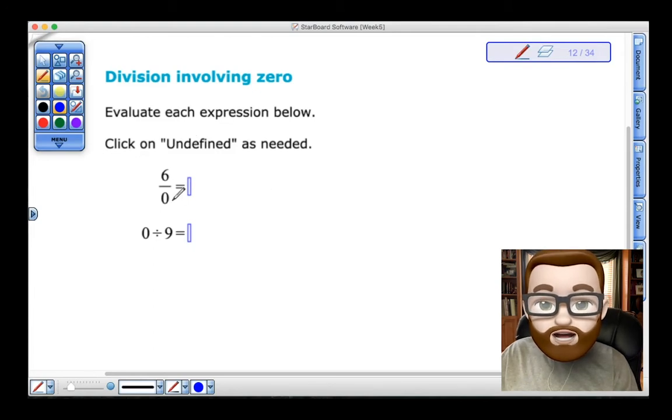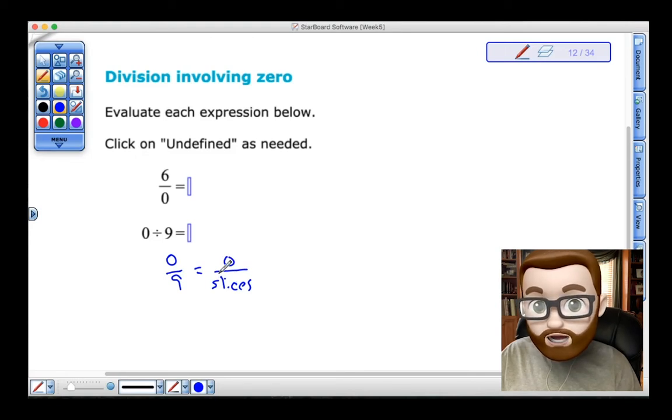So here I have 6 divided by 0 and 0 divided by 9. I like to write these out kind of like fractions. So if I have 0 divided by 9, I'm going to rewrite this as 0 over 9. And let me start with the bottom one here. If I have 0 divided by 9, you can think of that as if I had a pizza that was cut into 9 slices. It is possible for you to eat 0 slices out of the 9 slices of pizza.